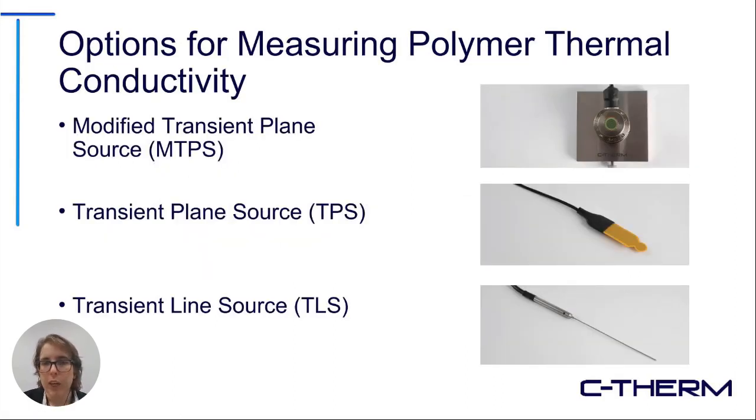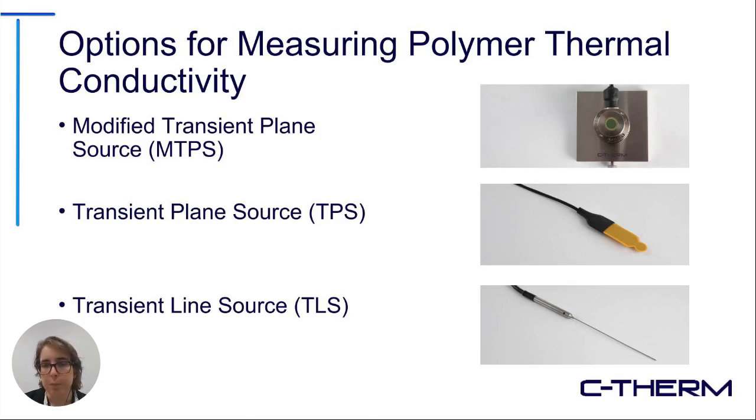So how do you actually measure the thermal conductivity? There's many different methods out there for measuring thermal conductivity. We'll be highlighting the three most common methods out there as far as transient methods go. So the first one is going to be the modified transient plane source method. This method is quite versatile. It's appropriate for solids, liquids, powders, and paste materials.